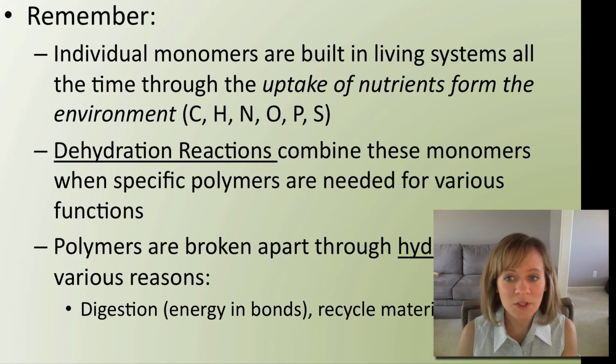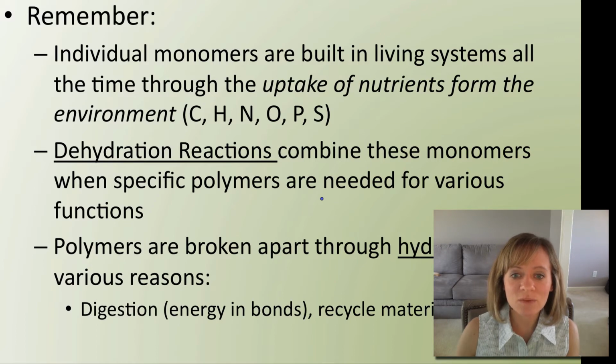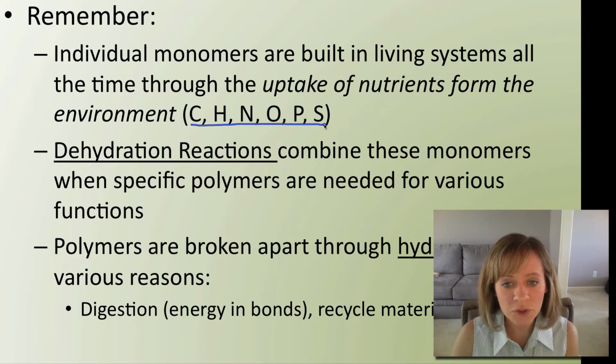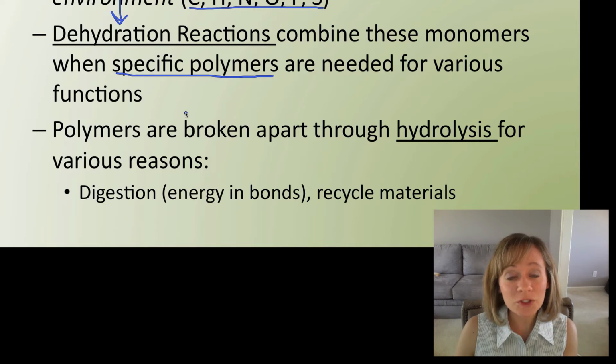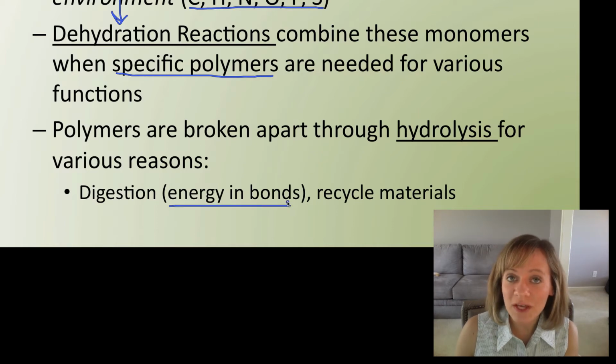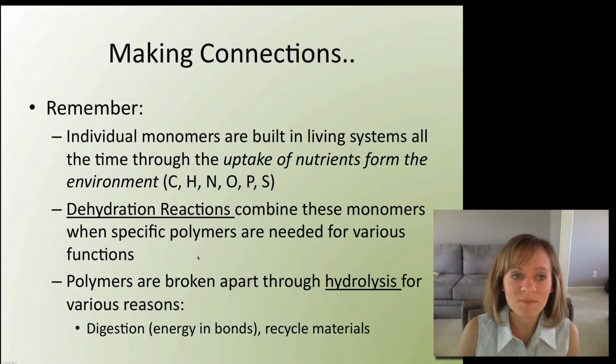So let's try to make some connections as we go through here to video 1 and to future concepts. So individual monomers are built in living systems through the uptake of nutrients from the environment. So they take this in from the air or from the soil or through food. They're taking in these atoms and they're building the individual monomers, okay? Then these individual monomers need to come together through dehydration reactions to form specific polymers. And then these polymers, once you consume the polymers, for example, your body's going to break them apart again in order to recycle them or to get the energy. The energy is stored in the bonds of the food that you eat. And so your body uses hydrolysis to break those polymers apart. So everything is connected, everything is related.